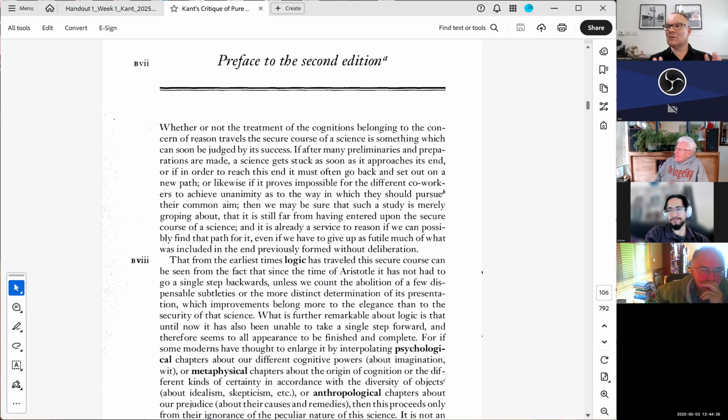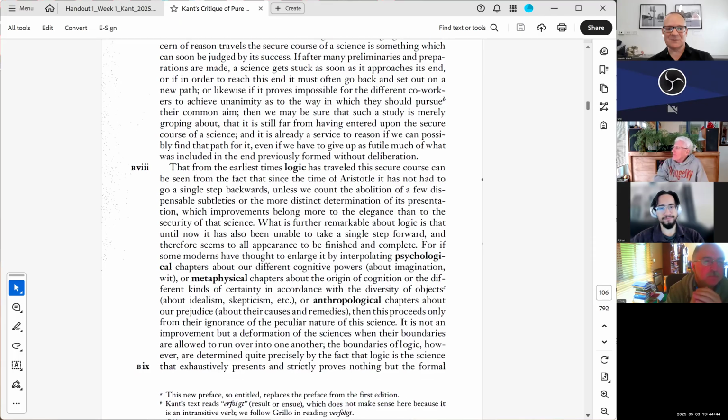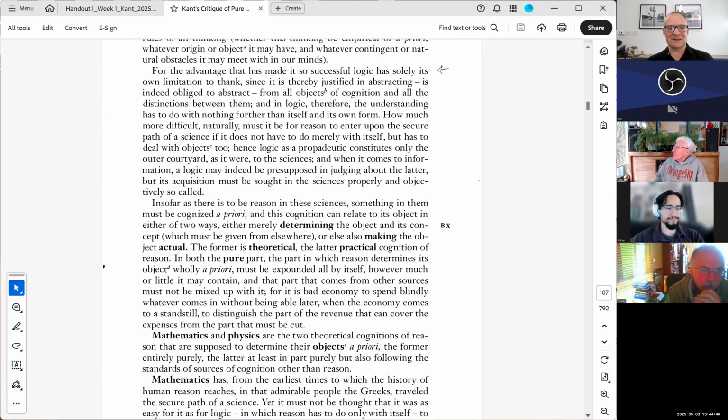But this is his example. A science that achieves success doesn't take a backward step, it's progressive, right? And it achieves unanimity, which Aristotle's logic kind of had for a couple of thousand years. So that's the first example. But that's not a theoretical science because it has no object apart from thought itself, right?